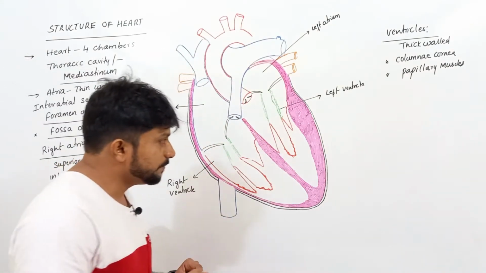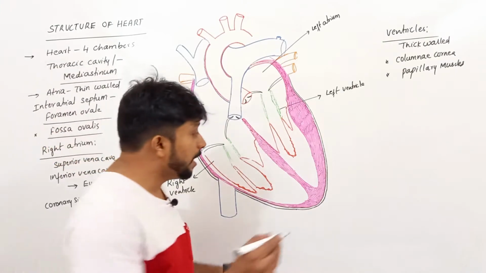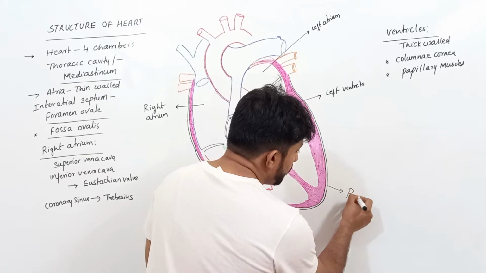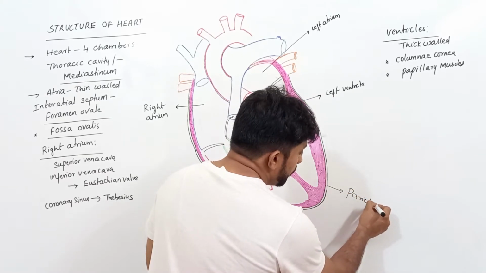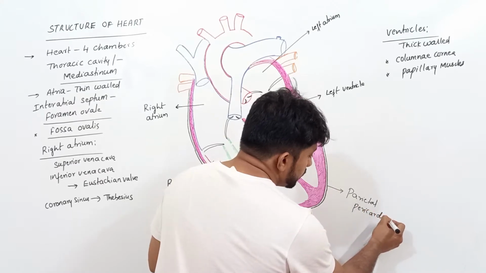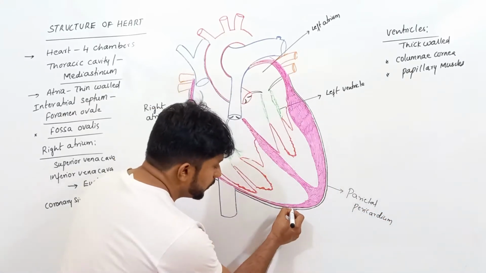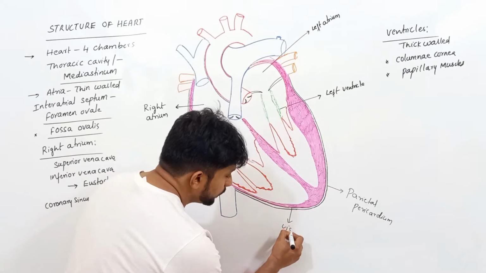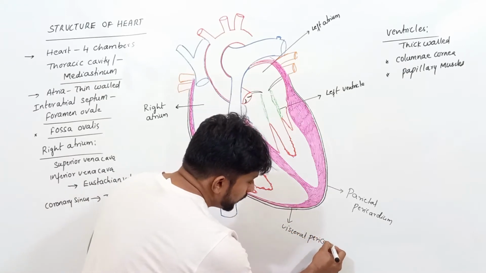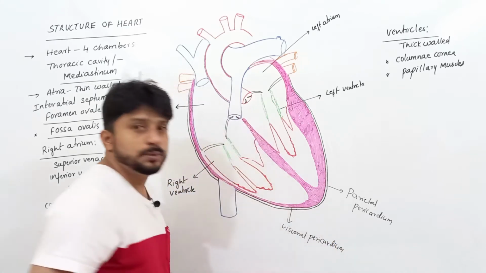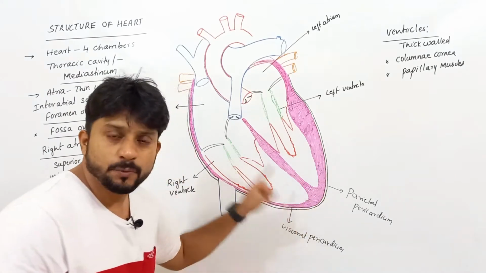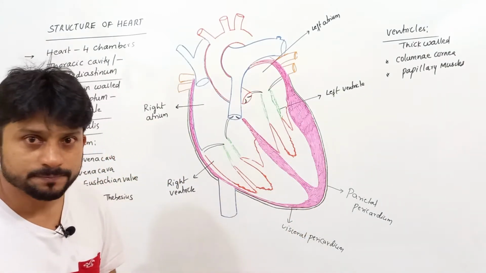So heart is surrounded by two pericardial membranes. Outer is known as parietal pericardium and inner is visceral pericardium. So in between these two pericardial membranes is the pericardial space which is filled with pericardial fluid.